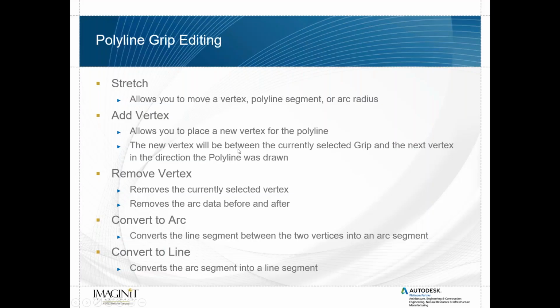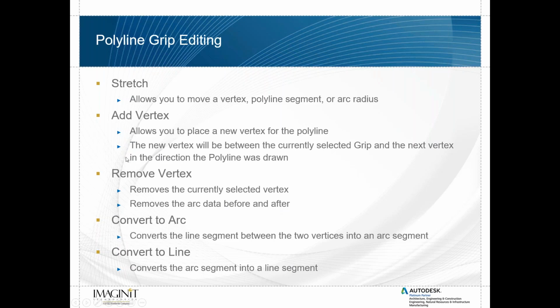All right, let's get back here. All right, so the new vertex will be between the currently selected grip and the next vertex in the direction that the polyline was drawn. Remove vertex removes the currently selected vertex. Now, if you remove a vertex that has an arc either before or after it, it will remove the arc data before and or after.